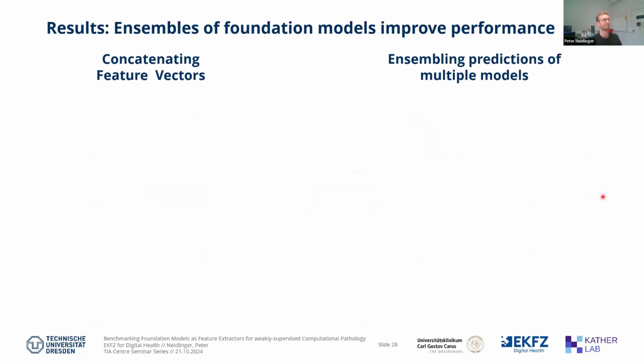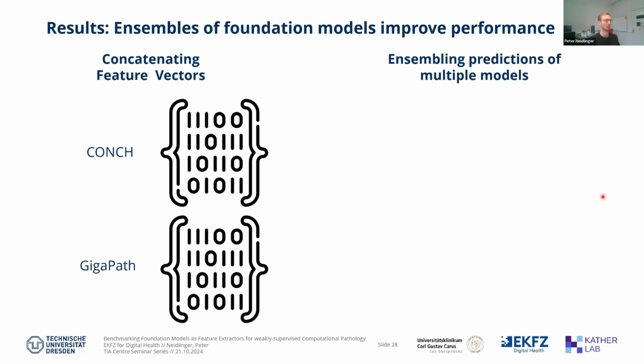And the last idea I wanted to try is whether ensembling foundation models improves the performance. Here I tried two strategies. One is just concatenating feature vectors. So I took two foundation models, for example, CONCH and prognostic. They both produce a feature vector for each tile. And then I just concatenate the feature vector for each tile.